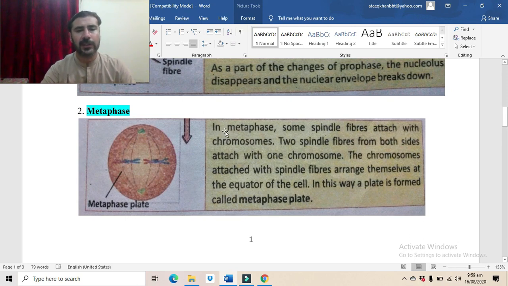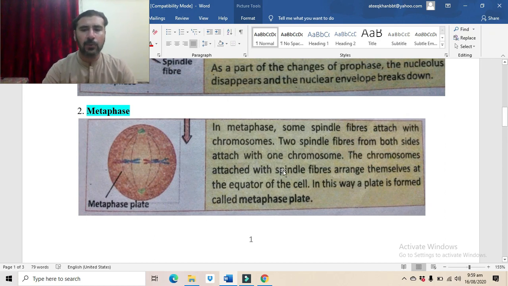Now this is described here. In metaphase, some spindle fibers attach with chromosomes. These are the spindle fibers, from this side as well as from this side. Two spindle fibers from both sides attach with one chromosome. This is one chromosome, this is another chromosome. These two spindle fibers from one side and two from the other side will attach with this chromosome at the centromere position.